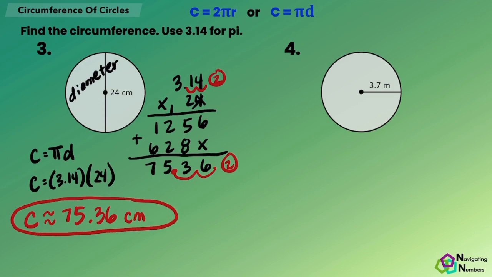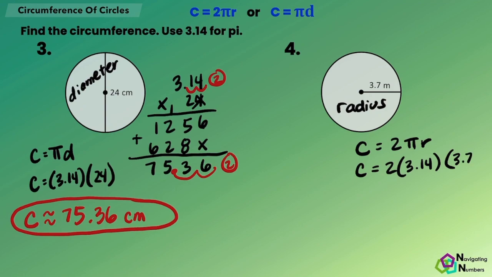Number 4, we have a circle with a radius of 3.7. So here we're going to use the formula that uses radius. So we have circumference equals 2 times pi times radius. Let's substitute. We have 2 times 3.14 times the radius, which is 3.7. Okay, so first I'm going to go ahead and calculate 3.7 times 2. So I'll do that up here, 3.7 times 2.